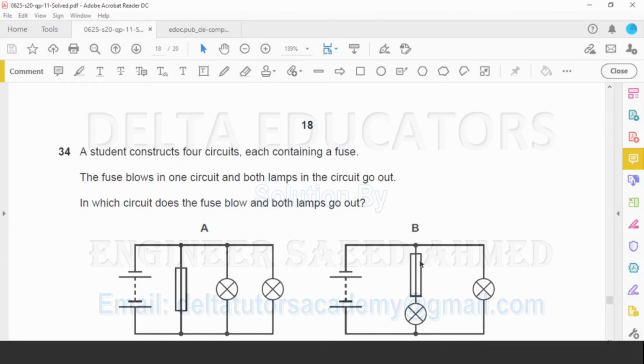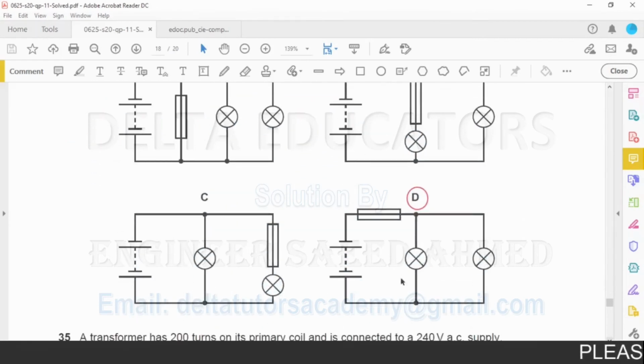In B, if this fuse blows out, then there is no path, there is no flow of electrical current in this lamp. So this lamp will be switched off, but this lamp will not go out. So here only one lamp will go out, the second lamp will not go out. In C, same thing as B. After this fuse blows out, the circuit is broken for this lamp. So this lamp will go out, but this lamp will remain working.